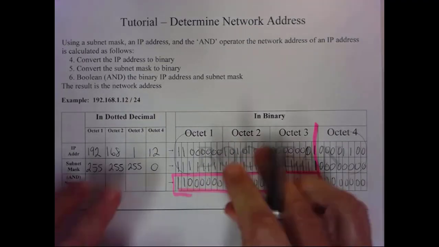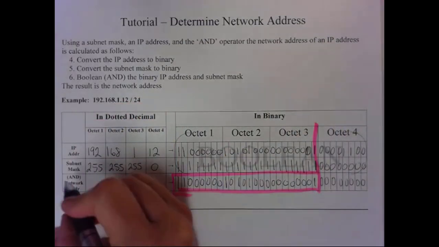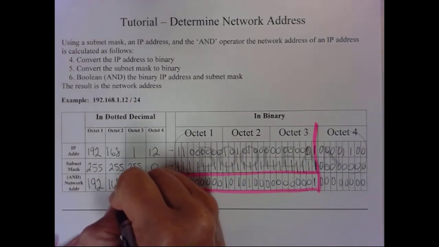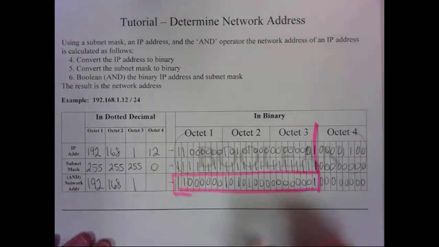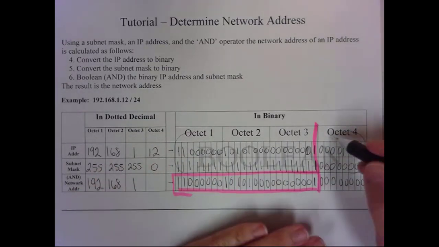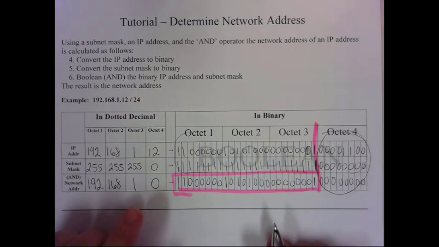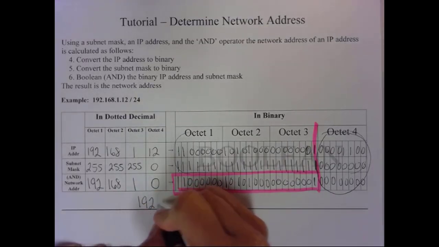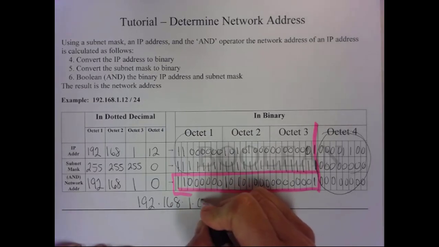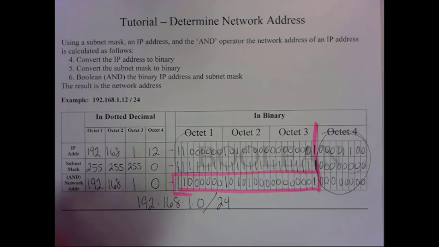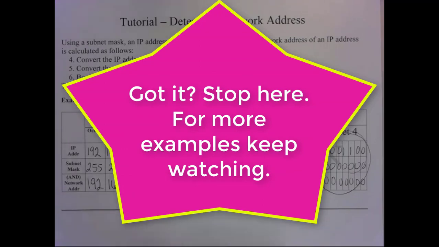So what's my value? If I look at this octet first, I have a 192. I look at the second octet, that value is 168. The third octet is a 1. And what are these bits over here? These bits are host bits. They're just host bits. They're not part of the network. So there I've got my network address, 192.168.1.0, and it is a /24. So that is my first example where we found the network address of a /24 subnet mask. You can keep watching if you want to see additional examples.